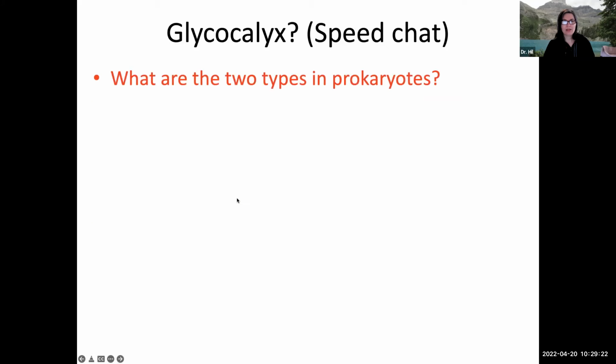All right, now in prokaryotes, there were glycocalyx. There were two major types. What were those two major types? Write that into the chat. What were the two major types of glycocalyx? Capsule and slime layer, that's correct.